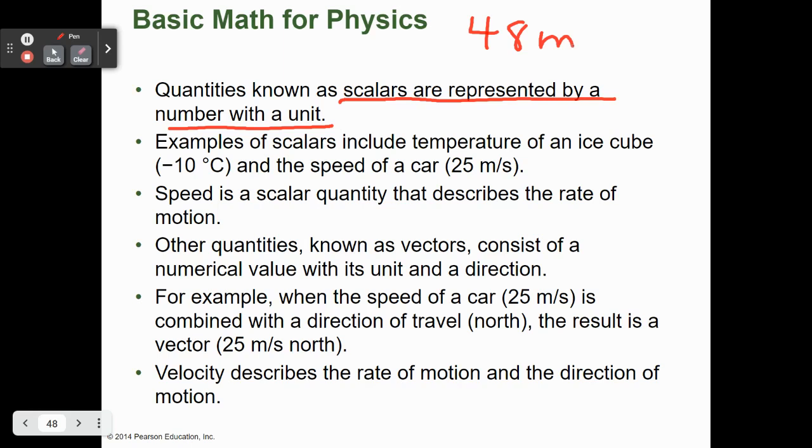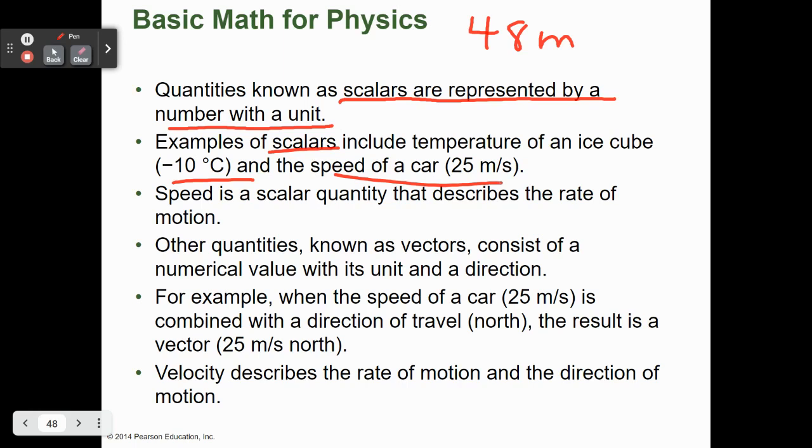Okay? So if I'm measuring the distance of this room from here to this wall, that is a scalar quantity. I would just take my ruler and measure that distance. Here are some other examples of scalar quantities: temperature, speed. If I'm driving down the road and my speedometer says I'm going 25 meters per second, or I think that's what we did yesterday, 65 miles per hour, what we're used to saying, that's a scalar quantity. It's a number and a unit, and that's all it tells me.